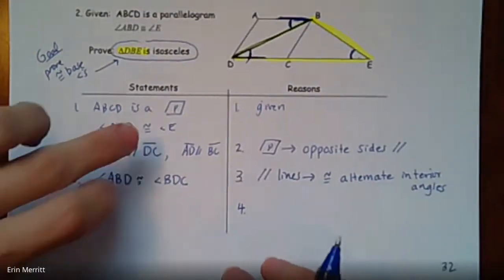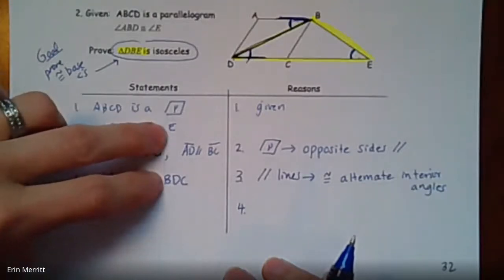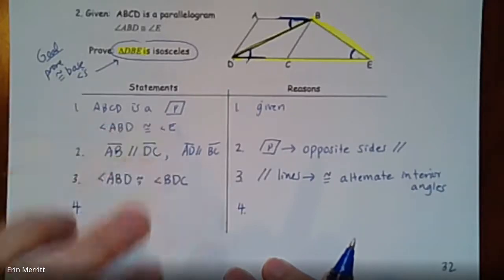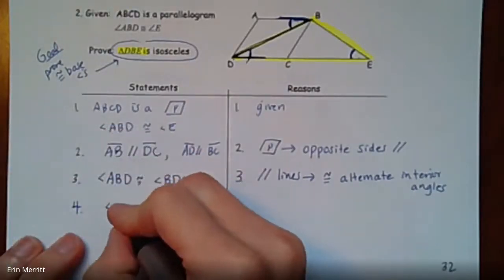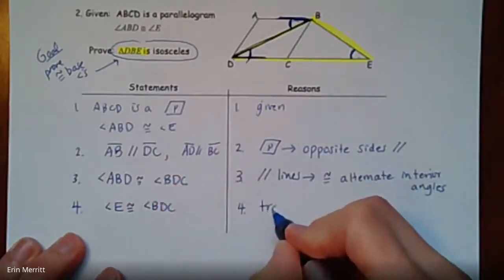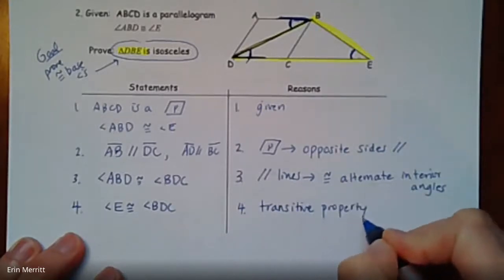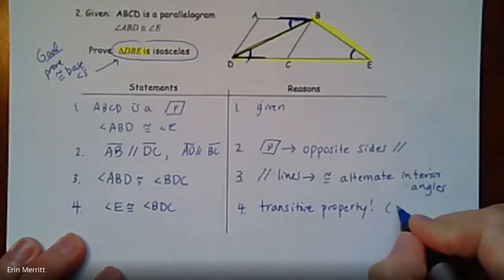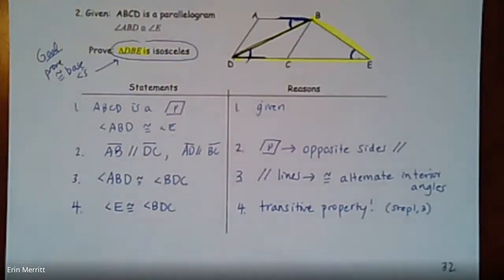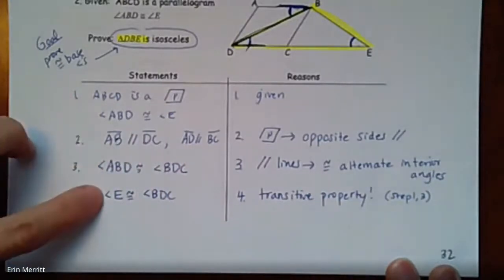Well, if we know that angle E is equal to ABD and BDC is equal to ABD, we should be able to say that those two are equal, which was kind of our goal here, to get the base angles congruent. That property is called the transitive property. Right? And so that was connecting step 1 and step 3. You don't have to say that, but in case you're like, where the heck did I use transitive? It was between here and here.